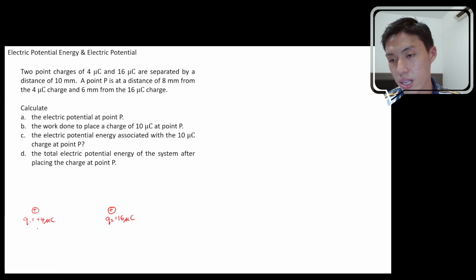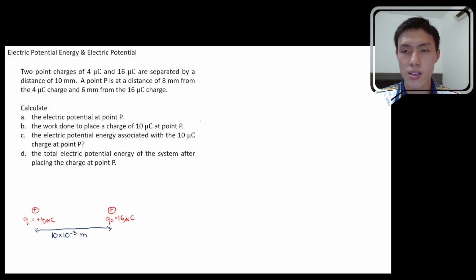So 10 millimeter is 10 times 10 to the power negative 3. So do a bit of conversion here. 10 times 10 to the power negative 3 meter. Okay, a point P is at a distance of 8 mm from 4 microcoulomb charge. So from this charge, if you measure out 8 mm, you'll find point P somewhere around here, 8 mm away from Q1.